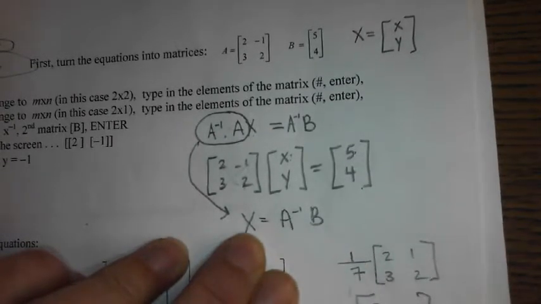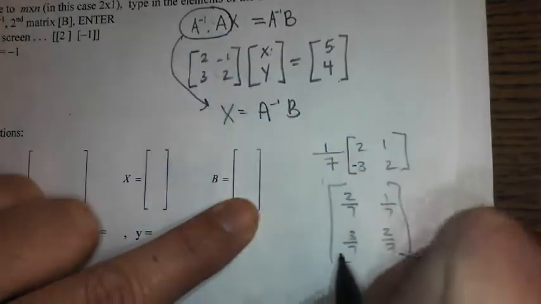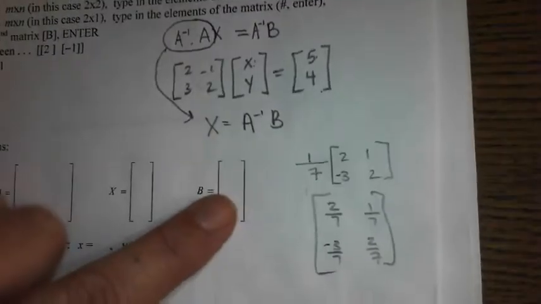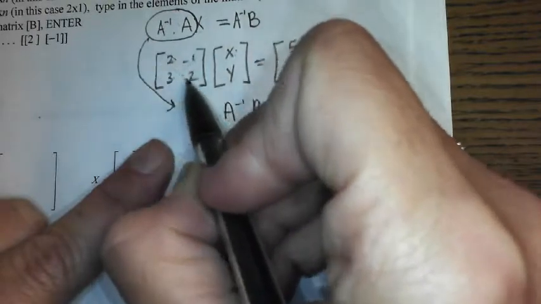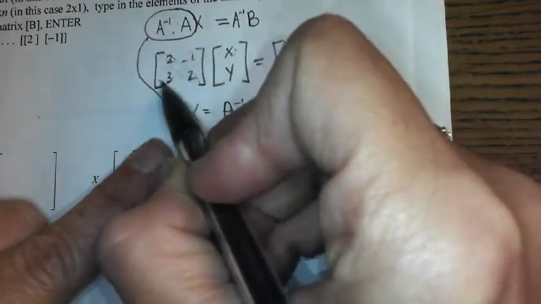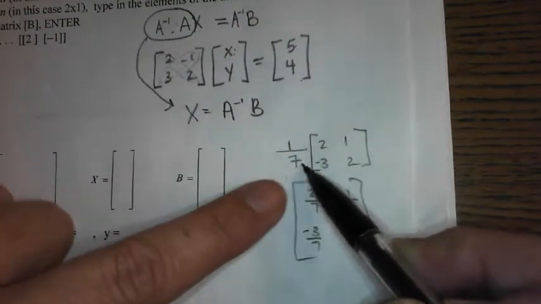That's your inverse matrix. Wait, how did you get 7? Did I not negate it? Sorry, you're right. The determinant of a 2 by 2 is 2 times 2 minus the other cross product. So minus negative 3. And it goes 1 over the determinant out in front.